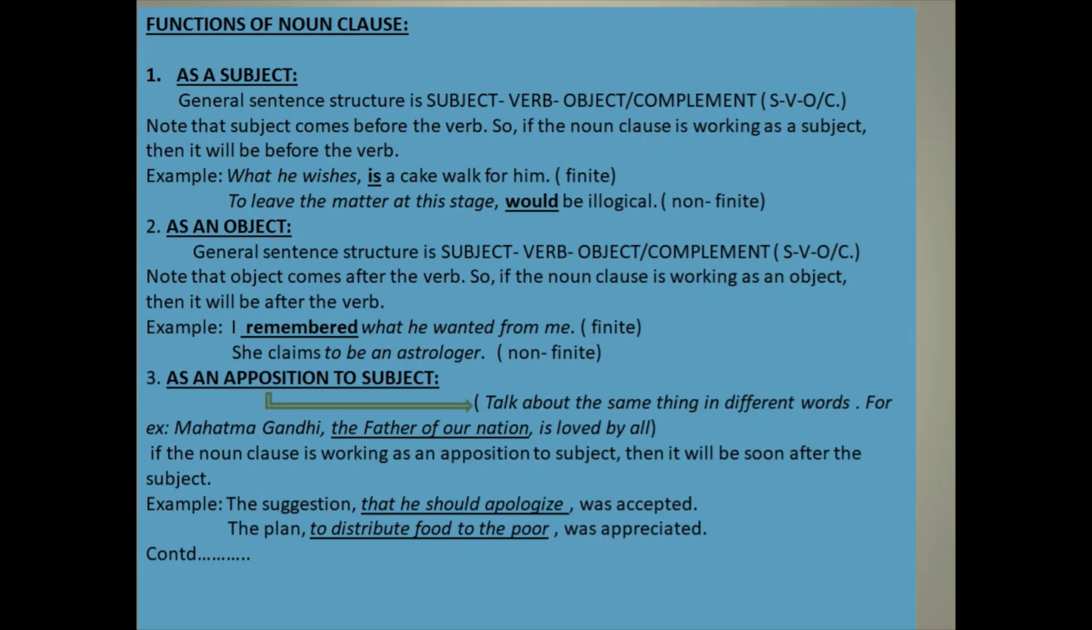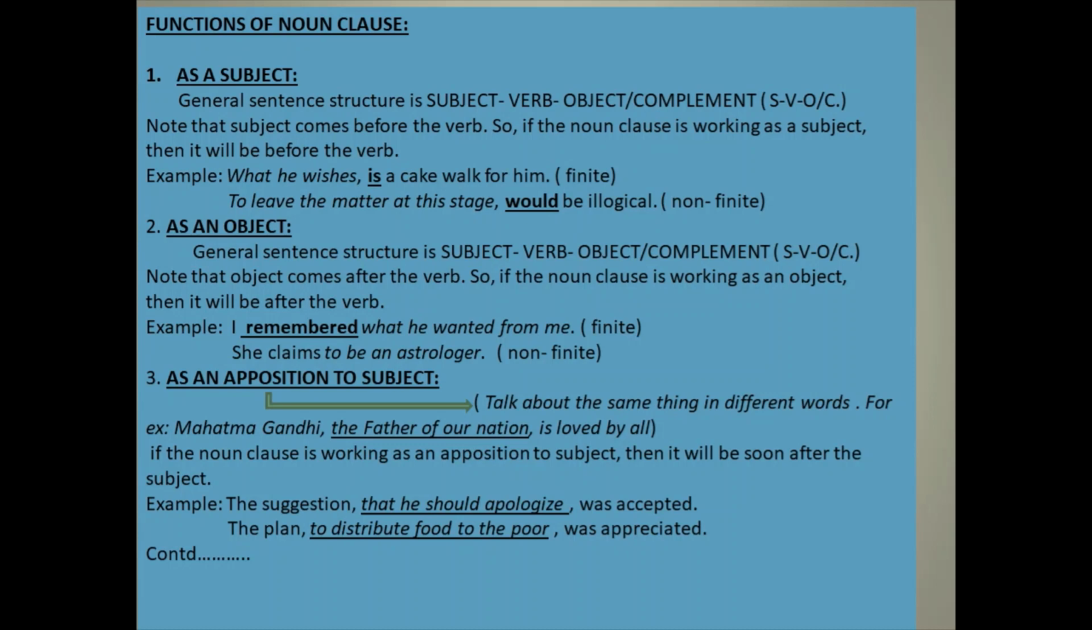To leave the matter at this stage would be illogical. To leave the matter at this stage, which is a non-finite. Why? Because it is using the infinitive. Right? To plus verb. So to leave the matter at this stage would be illogical. What would be illogical? To leave the matter. So it is falling before the verb. So it acts as the subject of the verb. And therefore, the subject here is the noun clause, and the noun clause is acting as the subject in the sentence. Okay? Whatever it is, children, just understand that you have to ask the question to the verb.